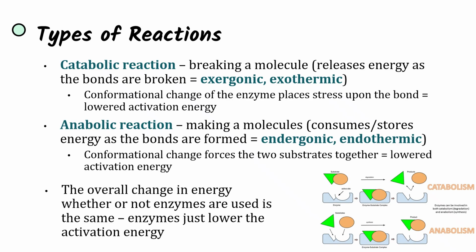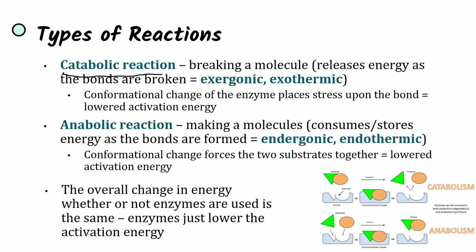Lastly, we should take a little look at the types of reactions that enzymes can assist with by lowering the activation energy. First of all, we have a catabolic reaction. And a catabolic reaction is where we're breaking bonds. We're breaking a molecule, and this is going to release energy as bonds are broken. This would also be known as an exergonic reaction or exothermic, which releases heat. And the conformational change of the enzyme is going to place stress upon the bond, lowering the activation energy needed to actually break the bond.